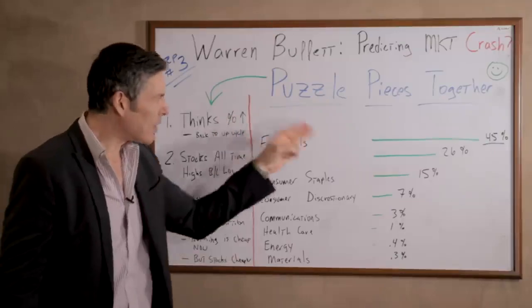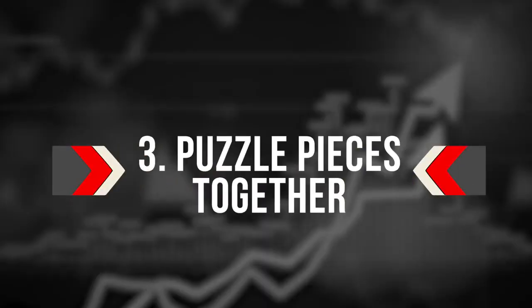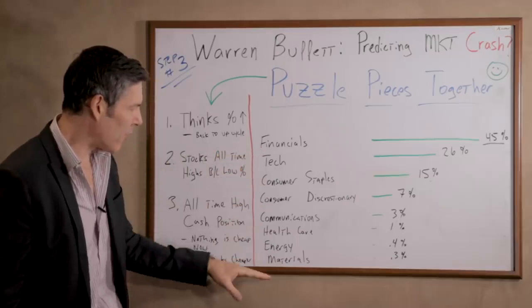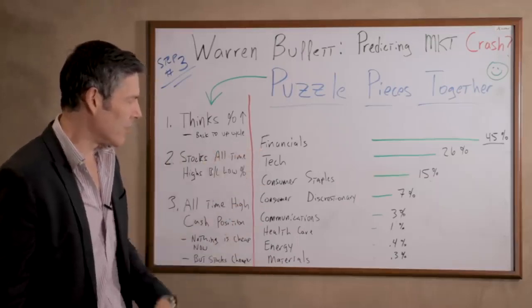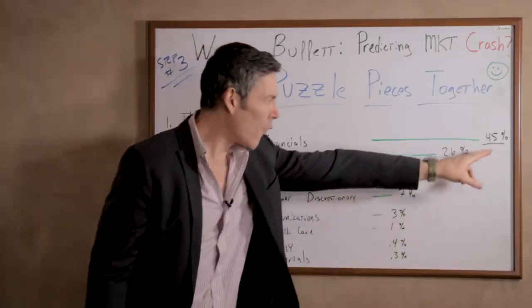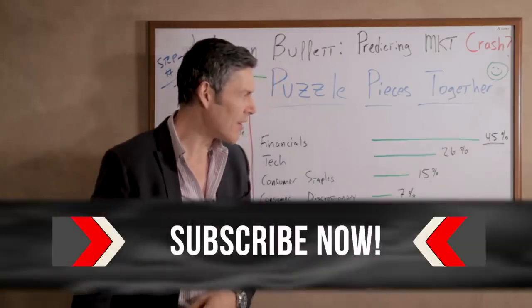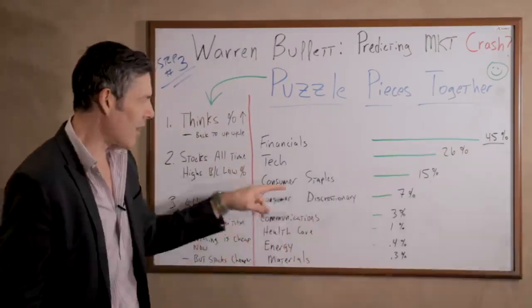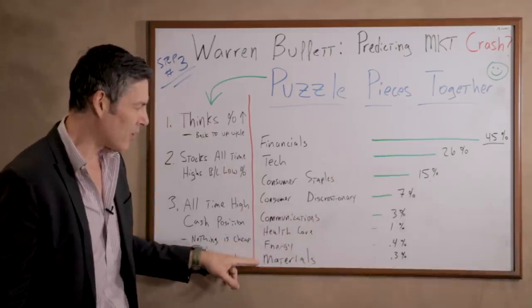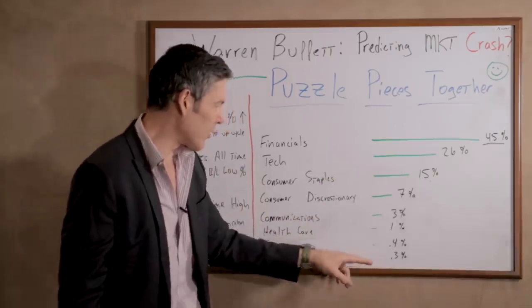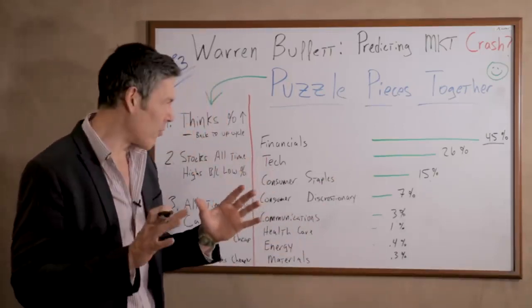Step number 3, putting the pieces of the puzzle together. This is Warren Buffett's current portfolio. Financials is at the top of the list with a 45% allocation. Next is tech, 26%, going down to materials at 0.3%. Let's think about this for a moment.